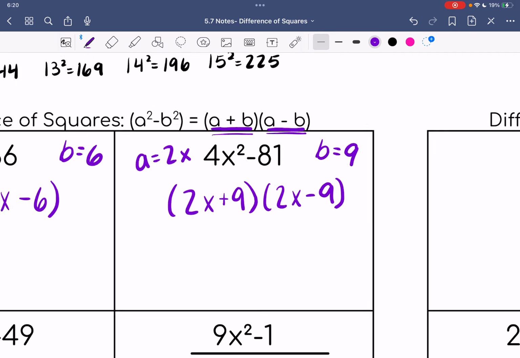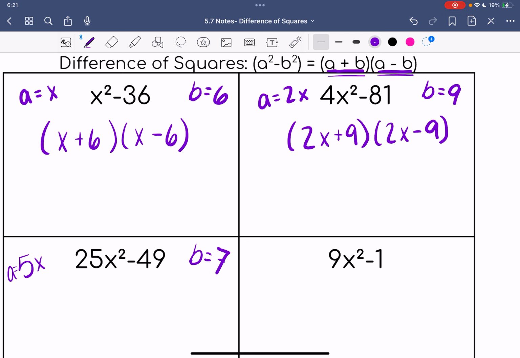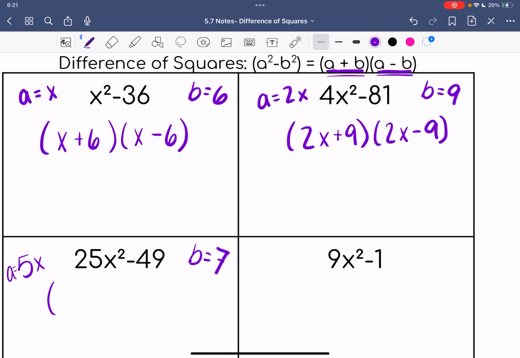Okay, we've got 2 more examples, because there's no back on this note sheet. So 25x squared minus 49. 25x squared is 5 times 5, and x squared is x times x, so a will equal 5x. And then b, 49, is 7 squared, so b will equal 7. So factoring this, our factored form would be 5x plus 7 times 5x minus 7.